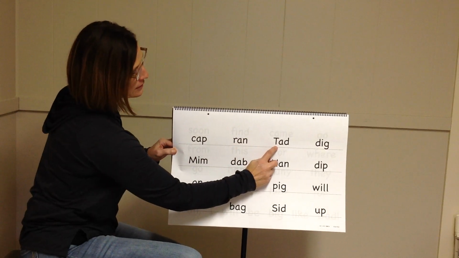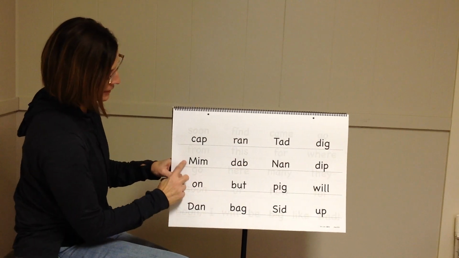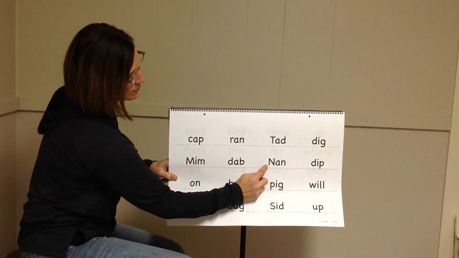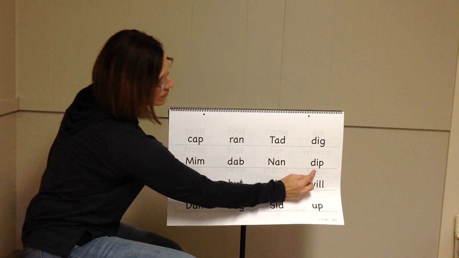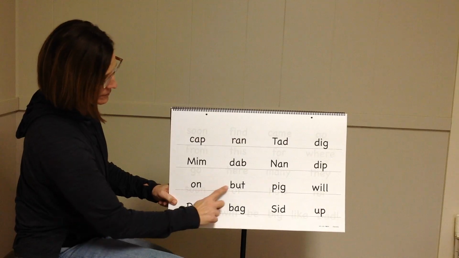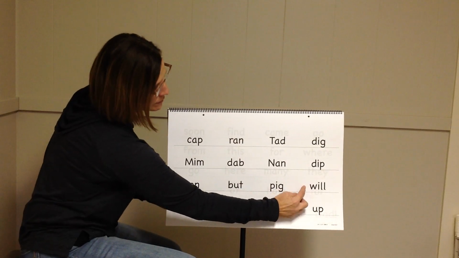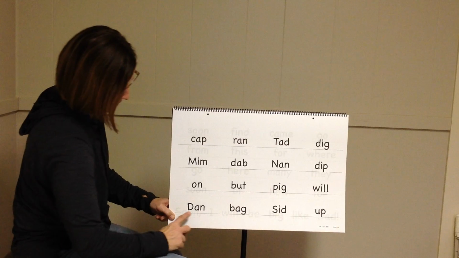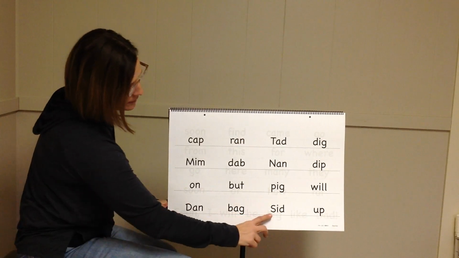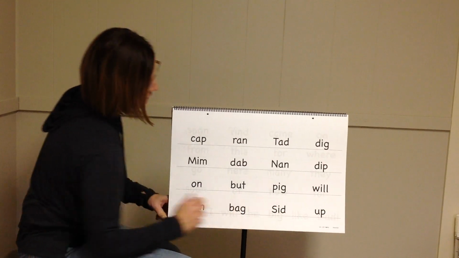Word. Ran. Blend. Tad. Word. Tad. Dig. Word. Dig. Dab. Word. Dab. Nan. Dip. Word. Dip. On. Word. On. But. Word. But. Pig. Word. Pig. Will. Dan. Word. Dan. Bag. Word. Bag. Sid. Word. Sid. Up. Word. Up. Yes, up.